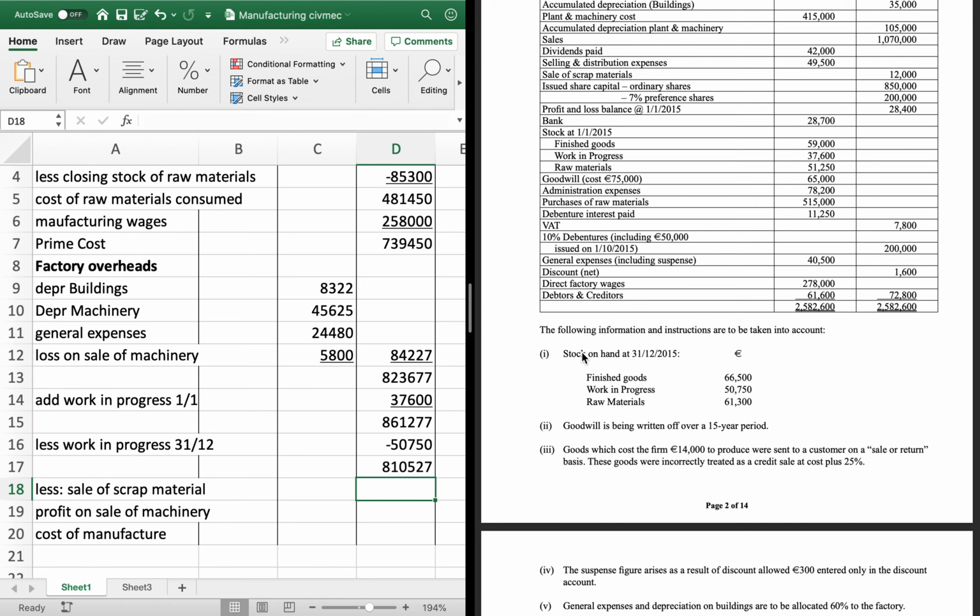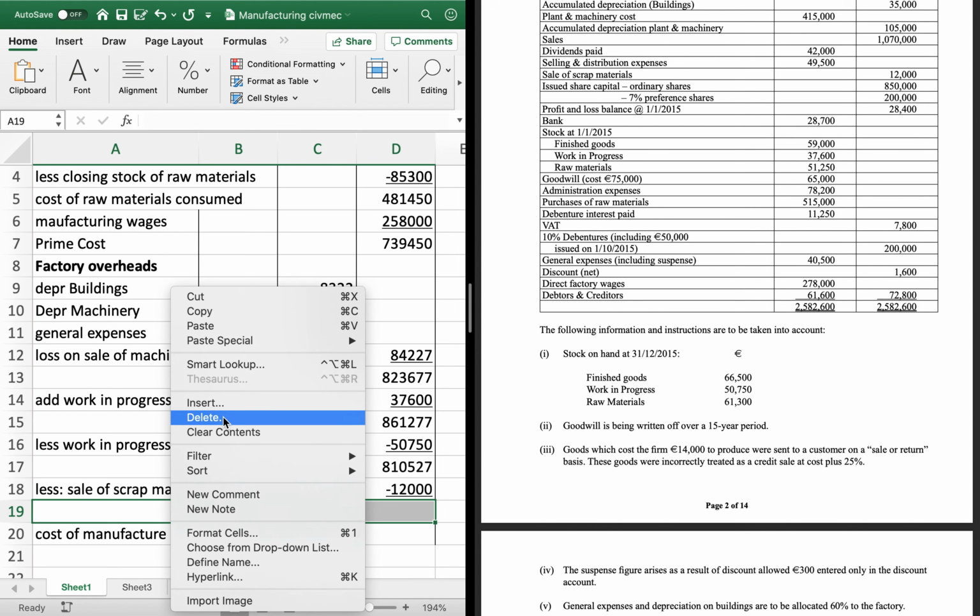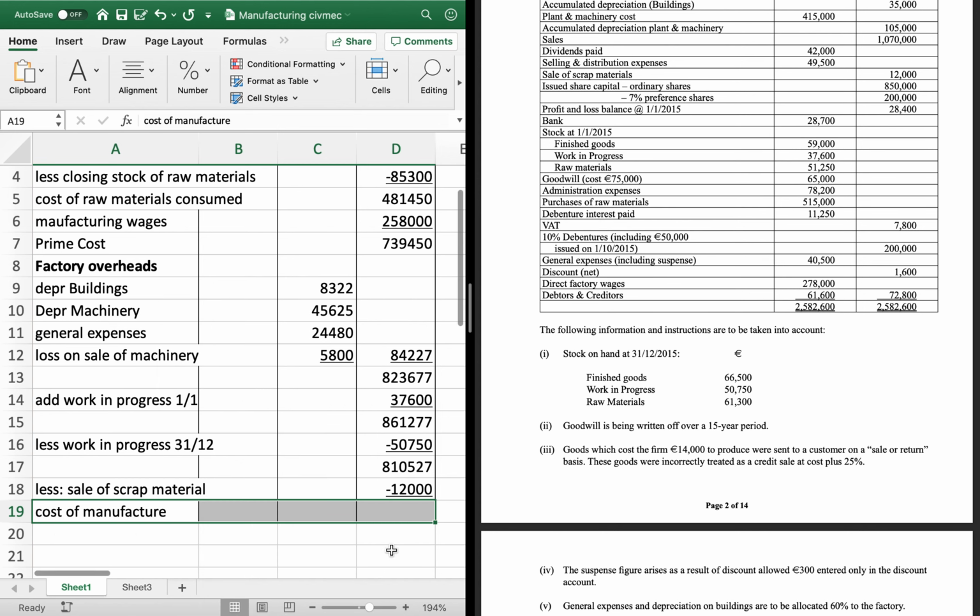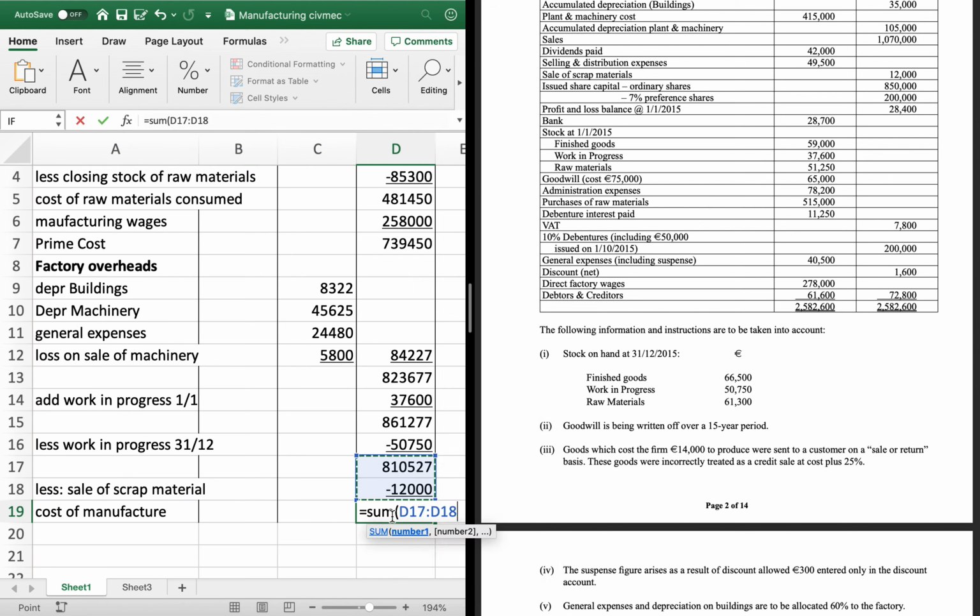Sale of scrap material. Now if we get money in, that reduces our expense. So if there was a sale of scrap material, which I think there is, yeah, 12,000, we will take that away. Because again, that reduces your expense. There was no profit on the sale of machinery. It was a loss. If there was a profit, again, you would take it away because that would reduce the cost of manufacture. Instead, there was a loss. So the loss, you're in effect adding it on by putting it in your factory overheads here. So we take that away and we get our cost of manufacture of 798,527.